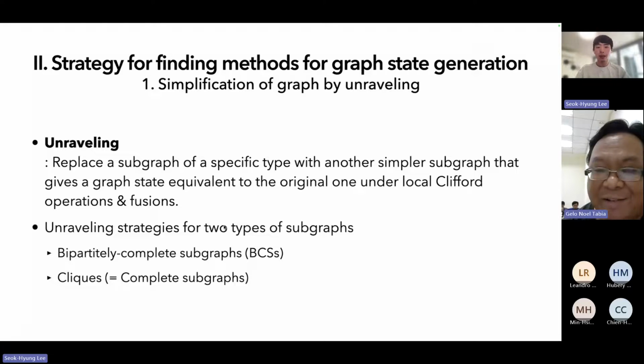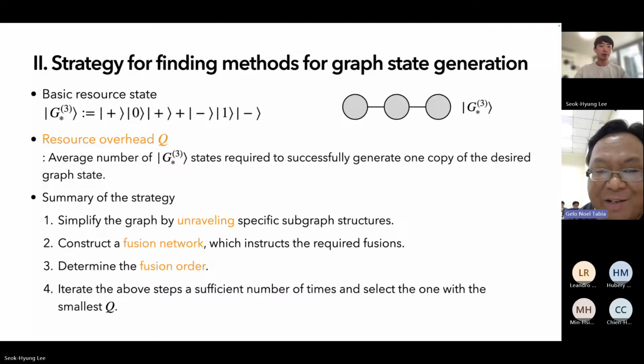Sorry, yeah, can I interrupt? Sure, yeah. I just wanted to understand, maybe you already mentioned, why is it natural to consider this the basic resource state?